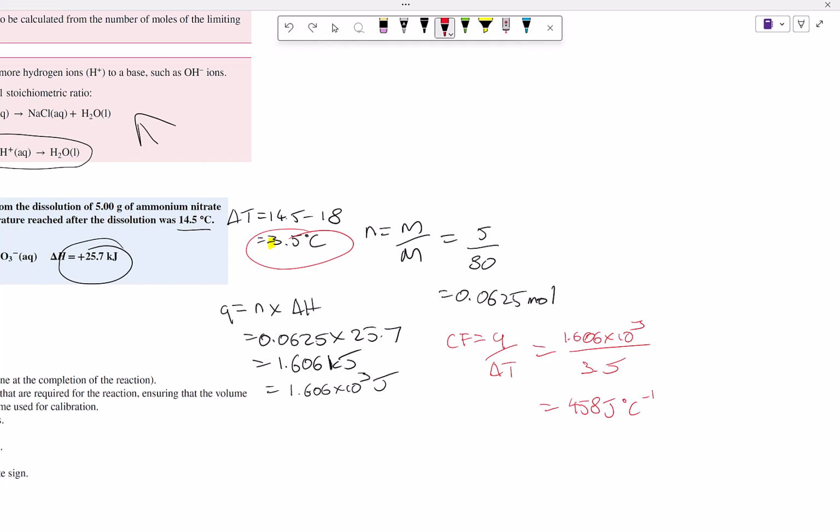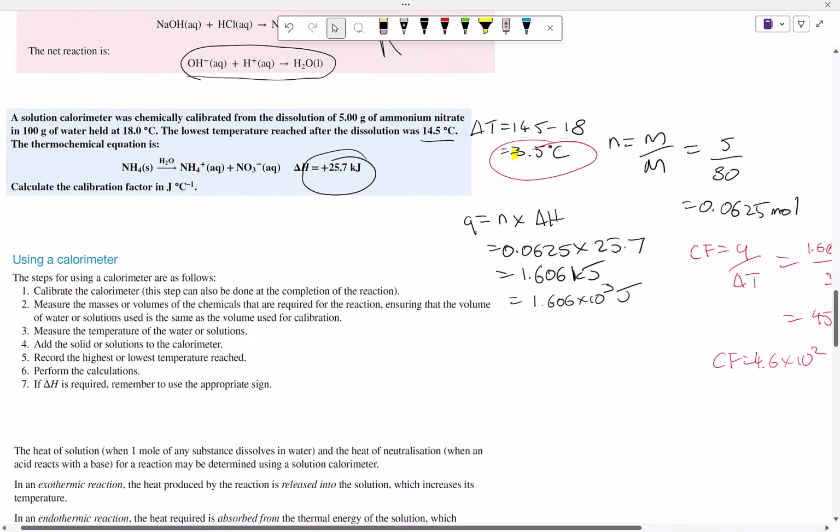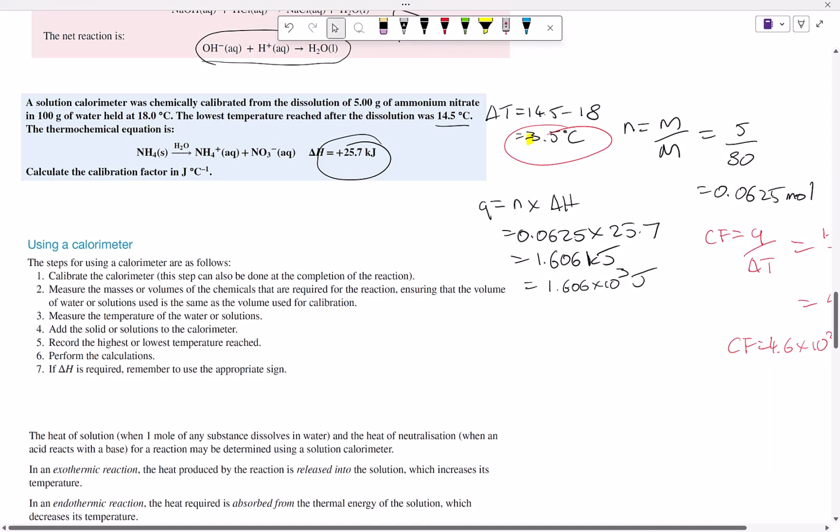All right. If we're looking at correct sig figs, the calibration factor would be 4.6 times 10 to the 2 joules per degree Celsius. Okay. All right, so let's move back over here. I won't labour this point too much.